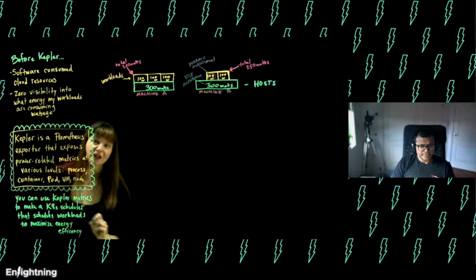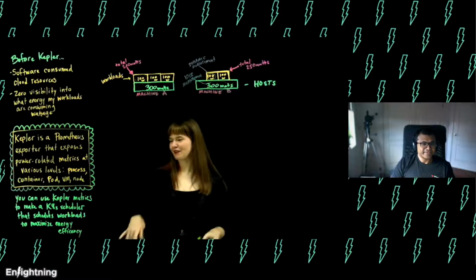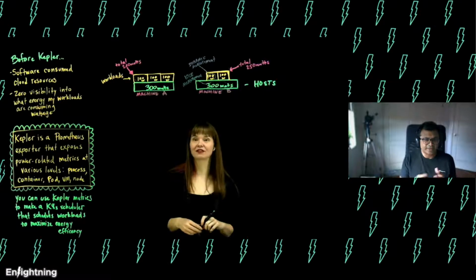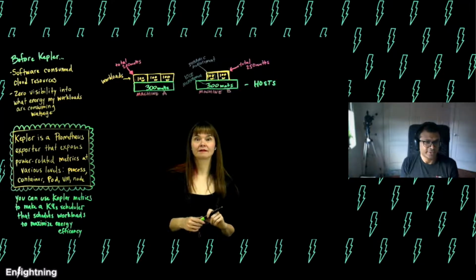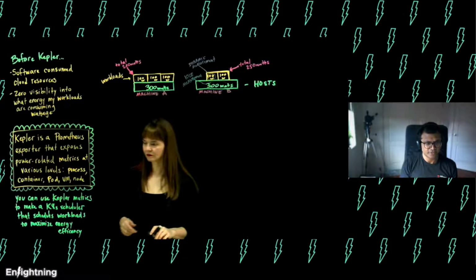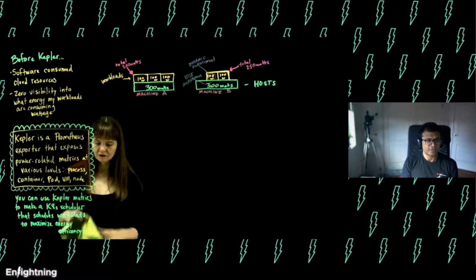You can use Kepler metrics to make a Kubernetes scheduler that schedules workloads to maximize energy efficiency. Yeah, so you can maximize to whatever you need. It could be energy efficiency. It could be that I'm lowering the carbon footprint, because one metric that companies usually want to produce is that my AI workload is only consuming this much, or that it has zero carbon footprint, for instance. So what you call efficient depends on what you want to achieve.